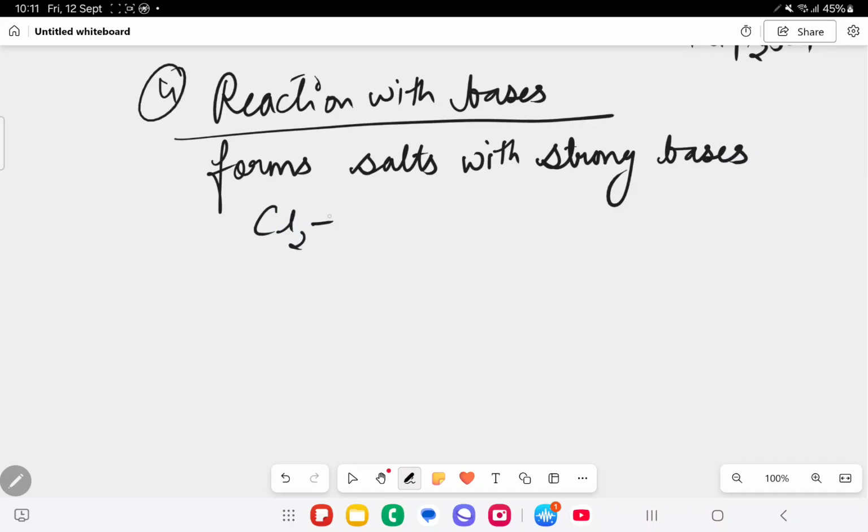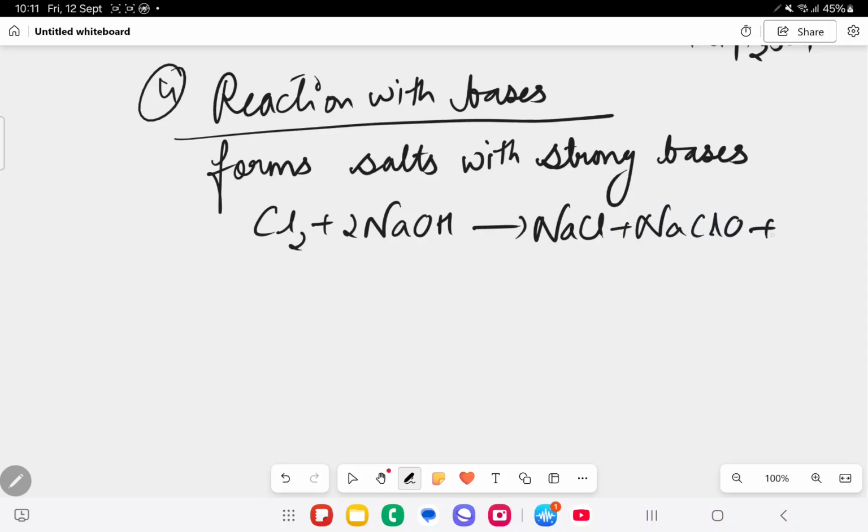Like Cl2 plus twice of NaOH will form NaCl, salt, plus H2O. So this type of reaction is often a disproportionation reaction. Cl2 acts as both oxidizing and reducing agent.